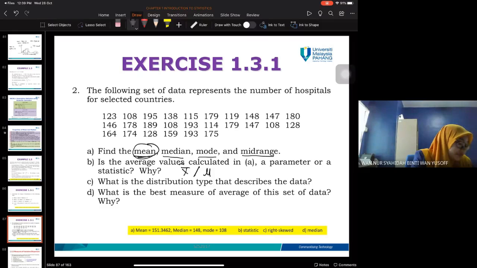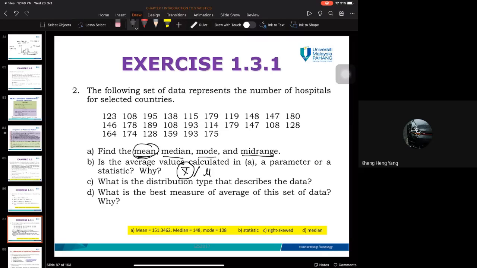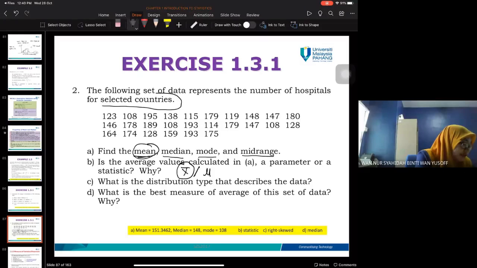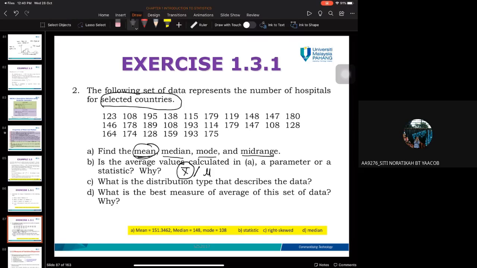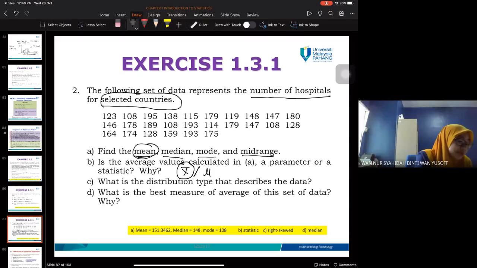Why X bar? Selected countries. So number of hospitals for selected countries. What is our variable here? Number of hospitals. So number of hospitals, that's your variable. The notation for the variable is only X. X bar is a sample mean. So why X bar? Because it is for selected countries, so it is sample data.